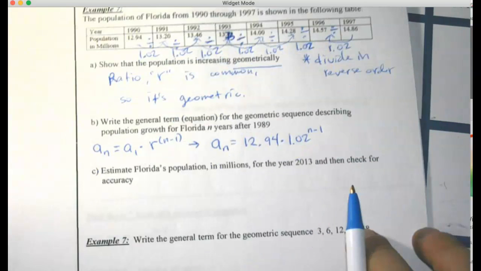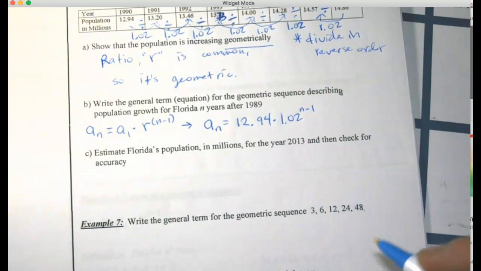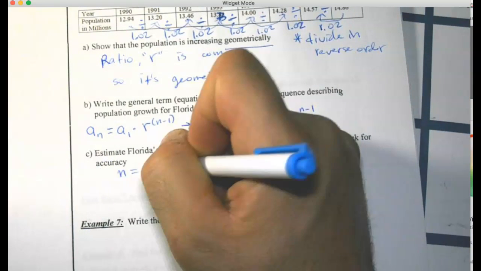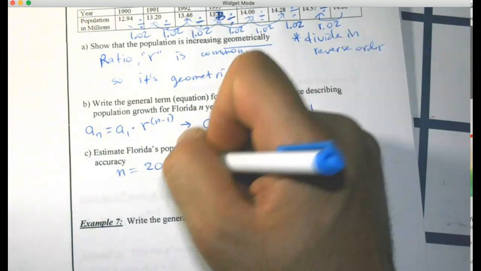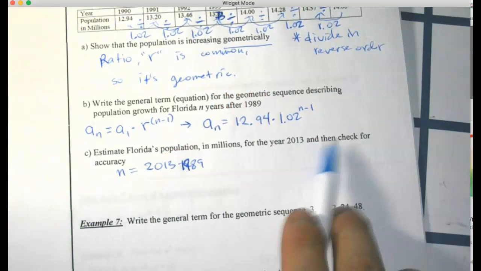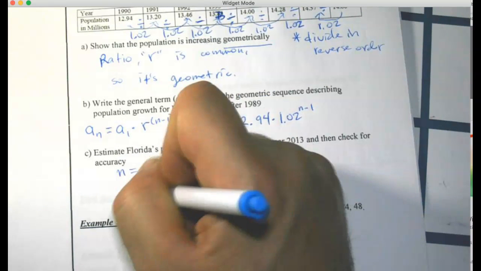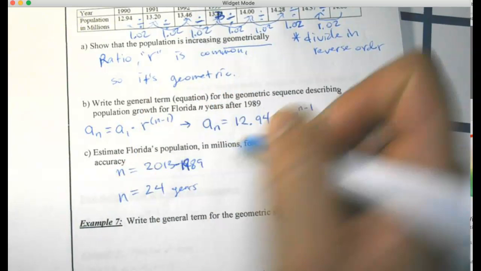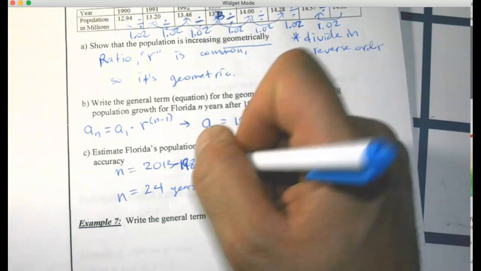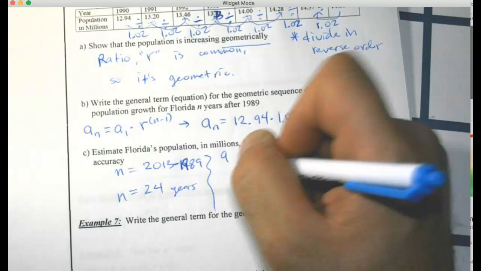And then they want me to estimate Florida's population in millions for the year 2013 and check for accuracy. So n will be 2013 minus 1989. You can punch that in. You should get 24 years for n. So I'm going to plug n is 24 into my previous equation.